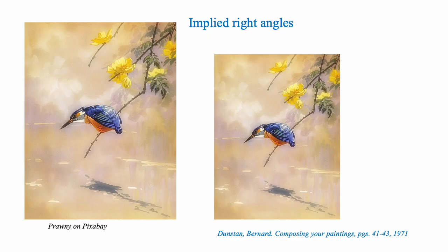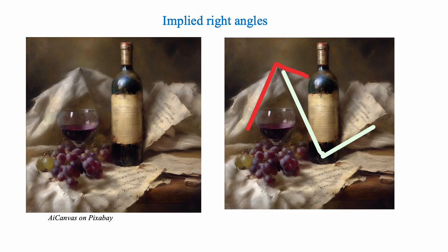This is a more subtle way of using implied lines, where they form implied right angles. You can see that this branch forms a right angle with its shadow. And Dunstan calls these internal right angles and says that they're the oldest and most common ways to strengthen a design. This is another example of an implied right angle. We see all of this right angle here, but this one is implied because the bottle is partly hiding it.